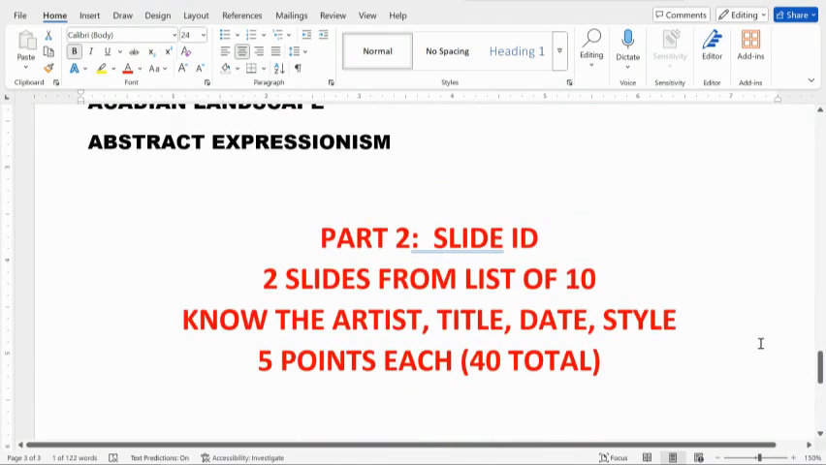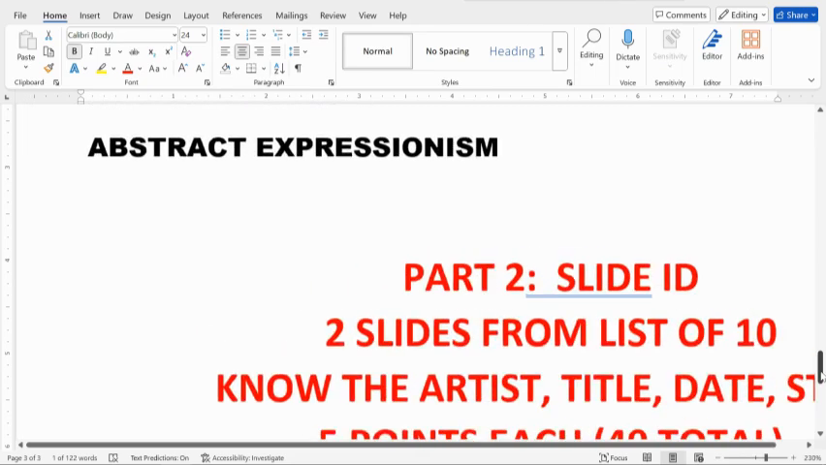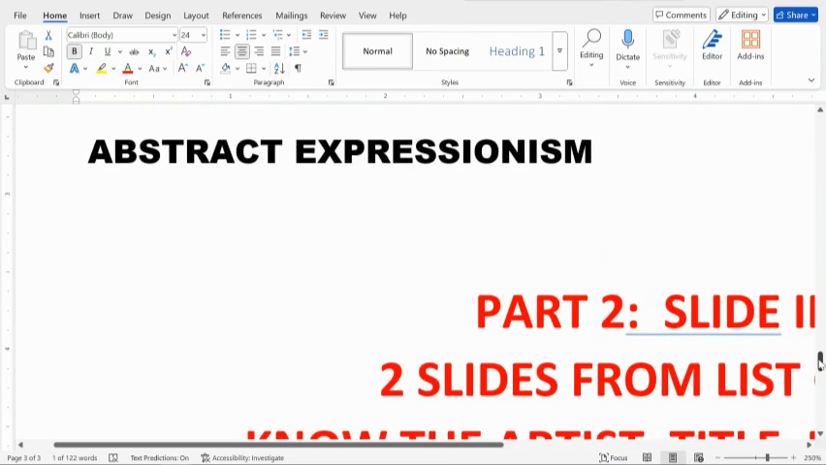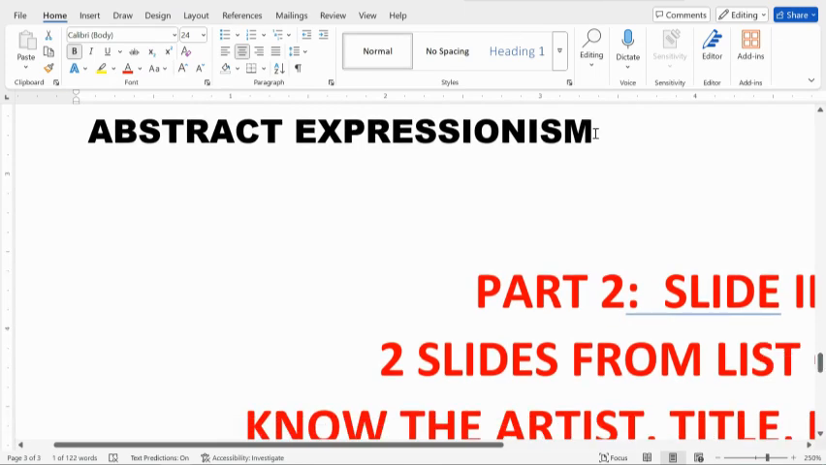So let's get into the stuff that's going to be on the test. There's going to be a lot of non-answers in this review. Abstract expressionism is a style of art I have not yet talked about. It is for part 3 of modern art, but it's on this test. It shows up.